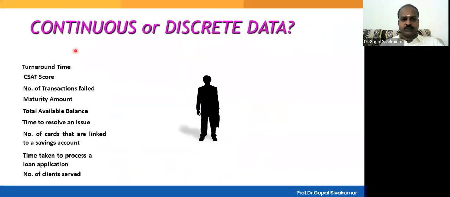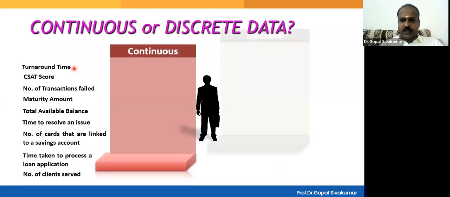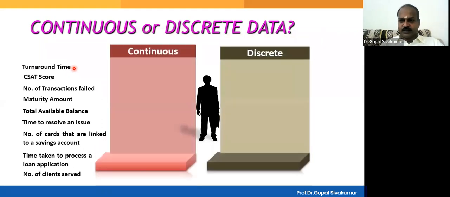Right. And now just to test your understanding, we are going to together categorize the data written here into either continuous or discrete. The first one, turnaround time. Turnaround time, is it continuous data or discrete data? Turnaround time means it is measurable, so I'll put it in continuous data.